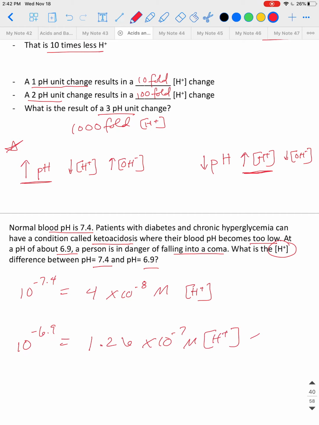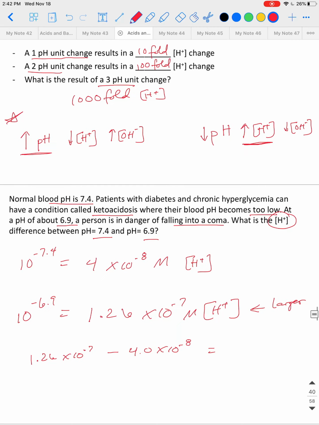That's the concentration of H+. So this one is larger. Okay, so there's more H+ here because it's more acidic. So we'll do 1.26 times 10 to the minus 7 minus 4.0 times 10 to the minus 8, and we will find the difference here, which is 8.6 times 10 to the minus 8 moles per liter of H+. That's the difference. Okay, look how small this is.